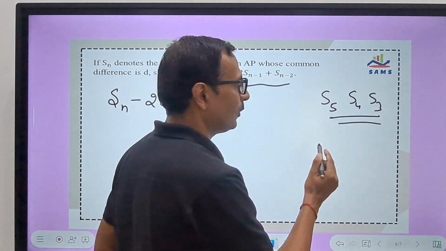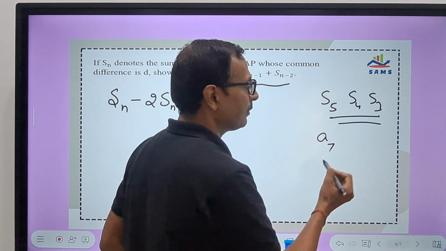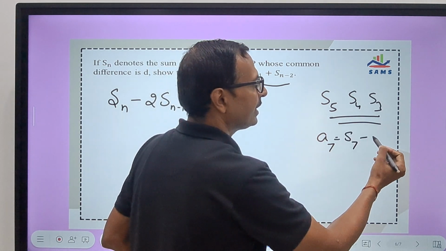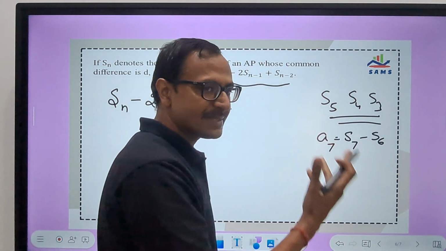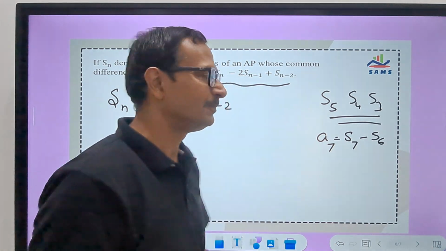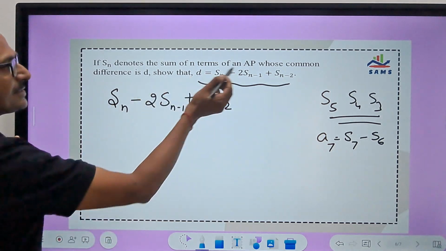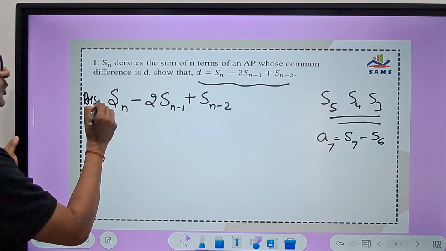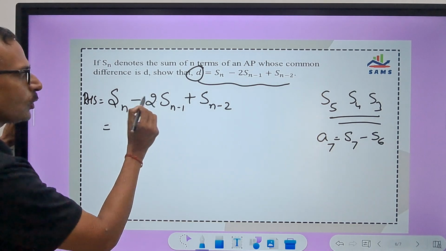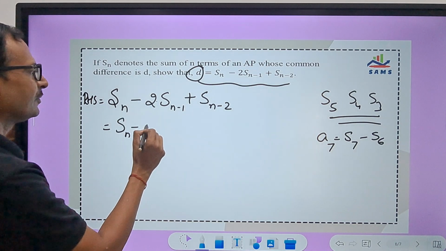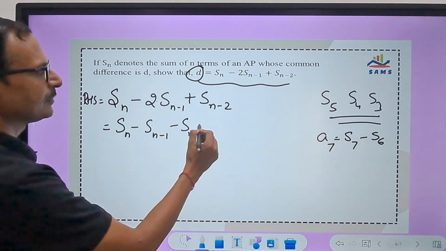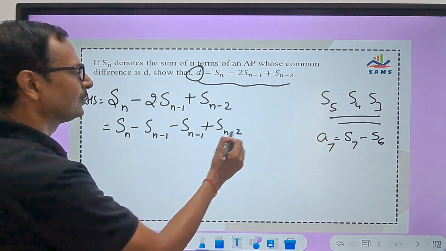Correct? And we know that whenever we have to find a term like term number 7, how do you find that? You subtract S6 from S7. Remember this rule, and that is what I am going to apply here. So this is the right hand side, RHS. So I am trying to convert it to the left hand side, D now. There is a coefficient 2 here, so I will separate it out. I will write it twice. See, I have written it twice and then Sn minus 2.